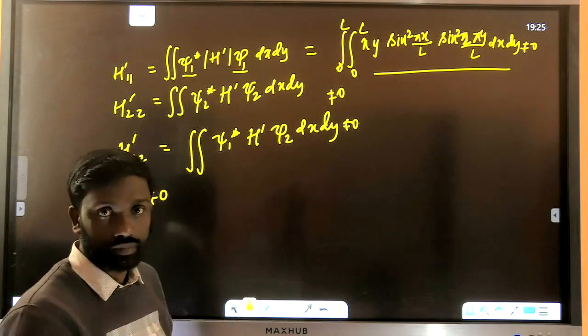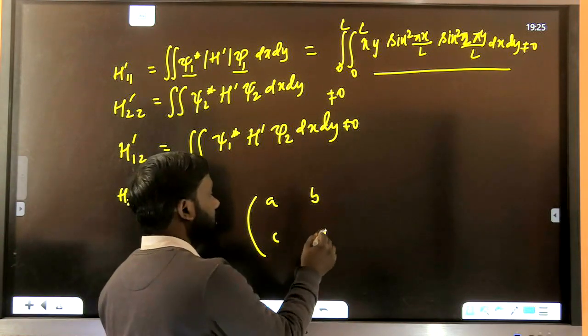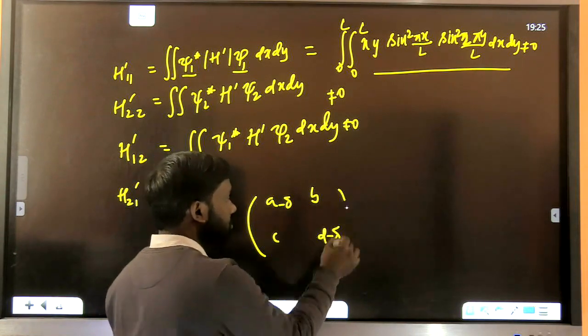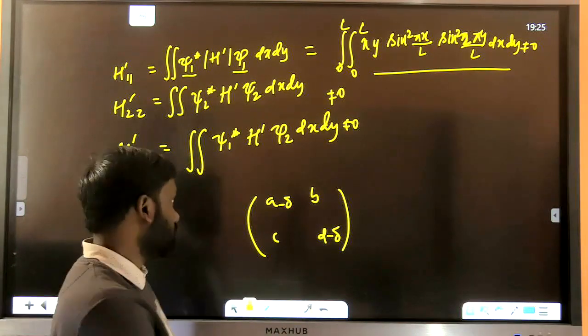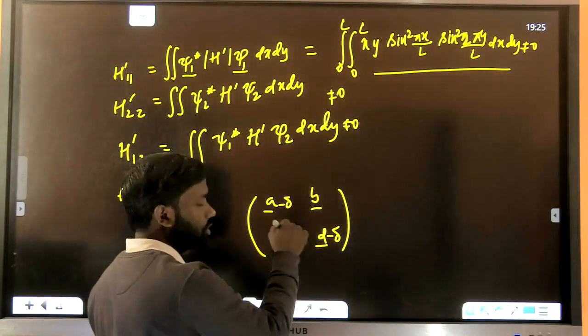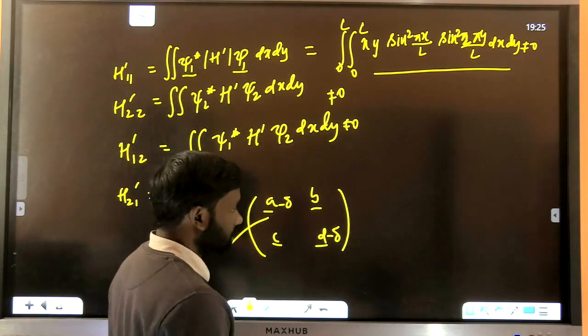Therefore, there was something written like a, b, c, d minus delta. You use this equation for the first order correction to energy, and that was actually correct, because these a, b, c, d are all non-zero terms. So this was correct. All right, so this is all.